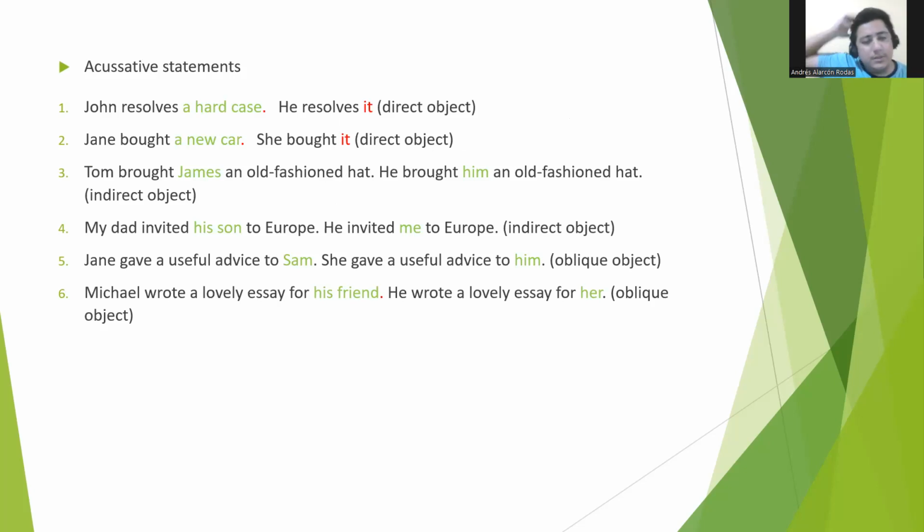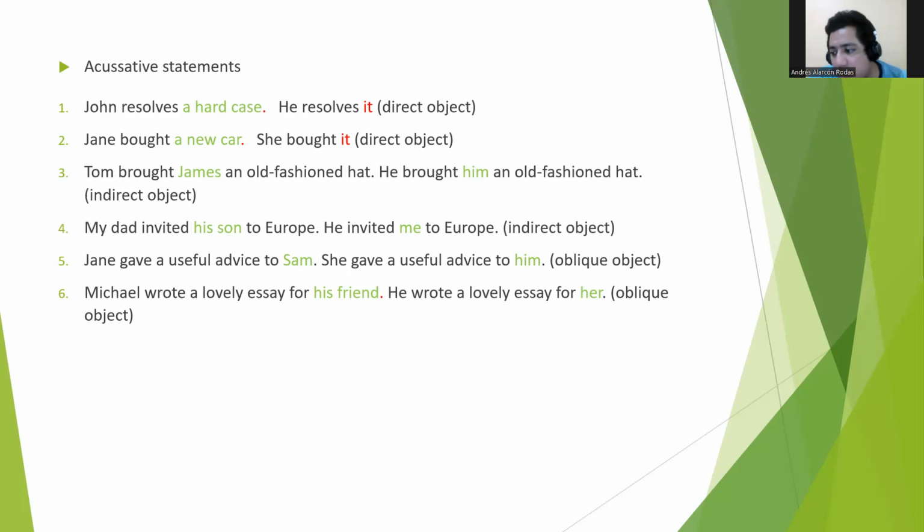Yeah, the accusative statement. In this case, the accusative case refers to the use of objective nouns or pronouns that receive the action in the statement. That's why I have written, for example, number one, John resolved a hard case. What was the thing that he resolved? He resolved it. Number two, Jane bought a new car. She bought it. What was the thing that Jane bought? A new car.